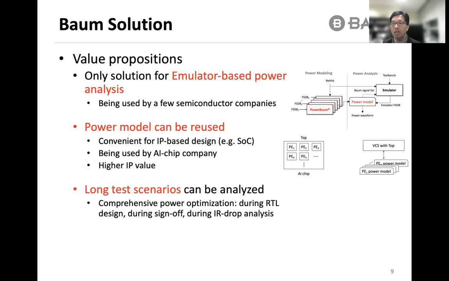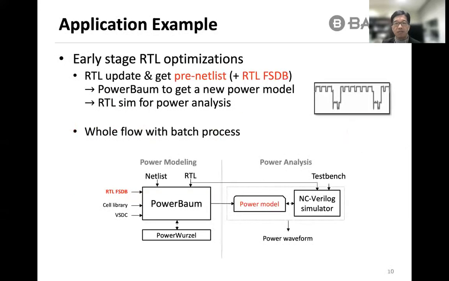Long test scenarios can be analyzed while transient analysis is performed, which provides a comprehensive power optimization opportunity during RTL design, during sign-off, or even during IR drop analysis. Baum can be deployed in both early and late design stages.